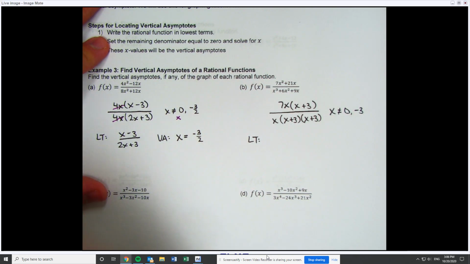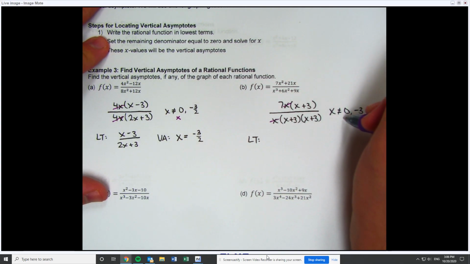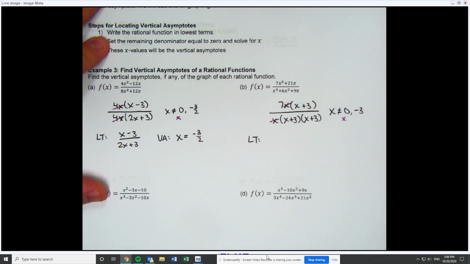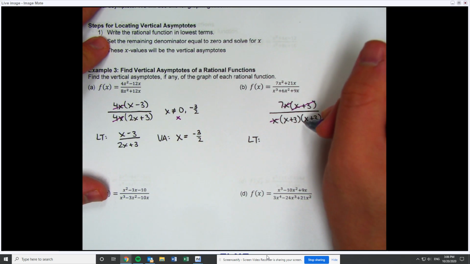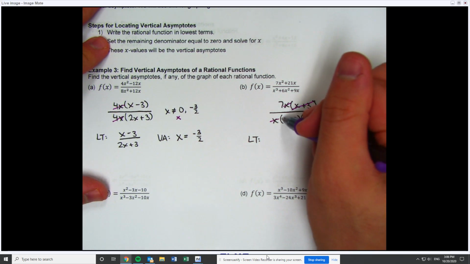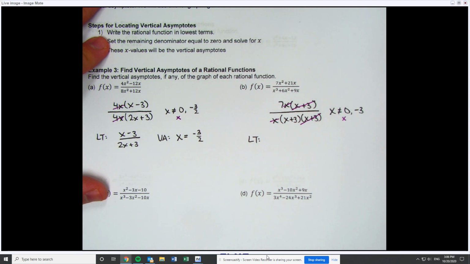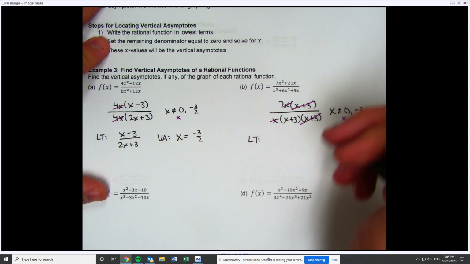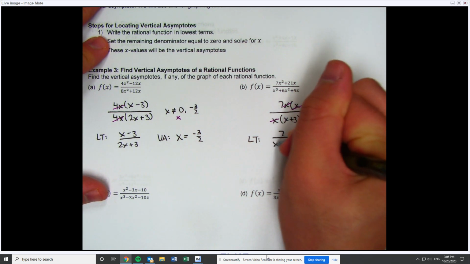Writing this in lowest terms, I can cancel out an x and an x, so the 0 is removed. I can reduce the x plus 3. I can take away just a single x plus 3. But right here, since this is still included in the denominator, I'm still going to keep it over here. So for my lowest terms, I have 7 over x plus 3.